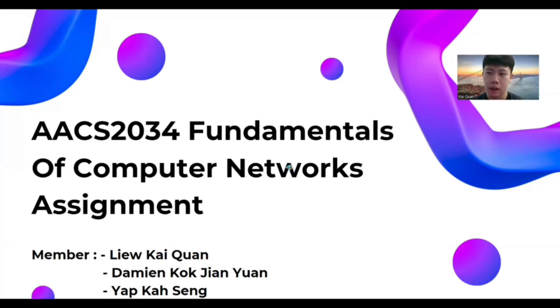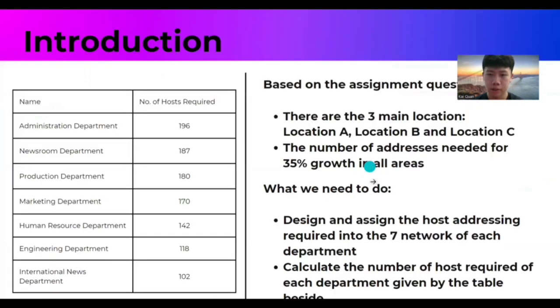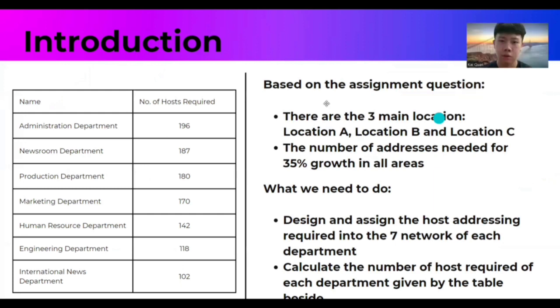So for my part, I will be in charge of Introduction, Network Design, or also we can call Addressing Design, and one more is Network Topology. First of all, I am going to explain the introduction of this assignment. Based on this assignment question, there are three main locations, which are location A, location B, and location C. The number of addresses needed allows for 35% growth in all areas.